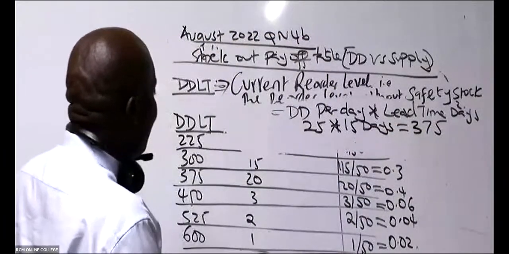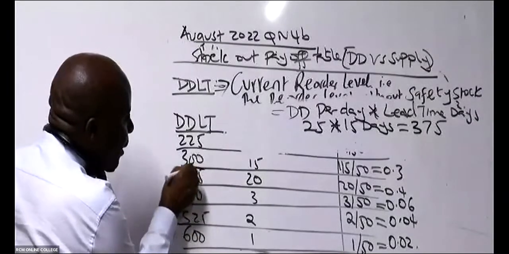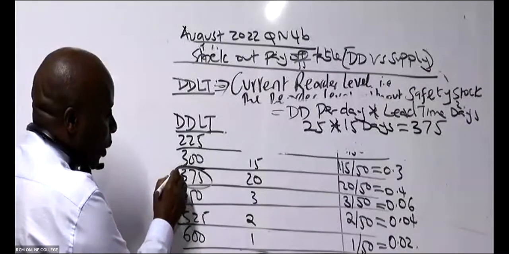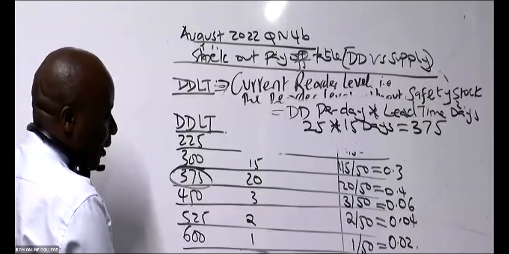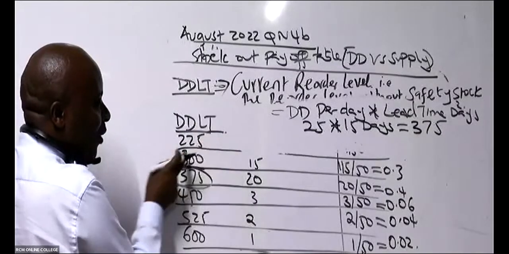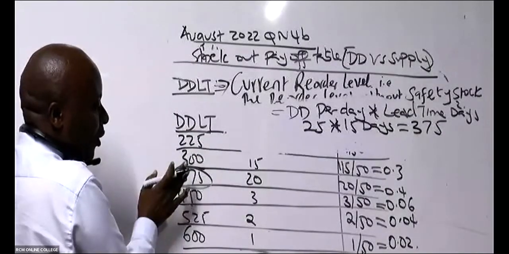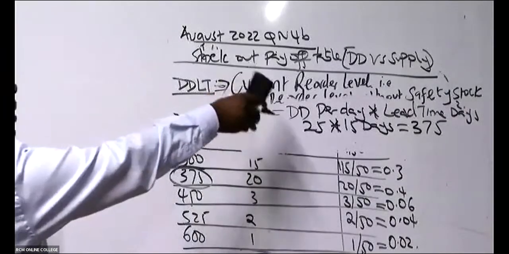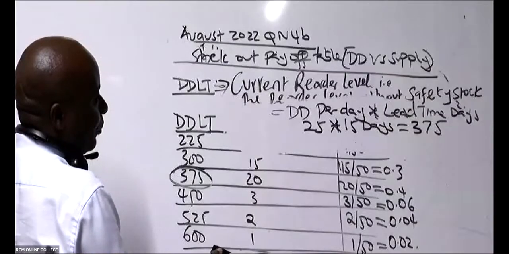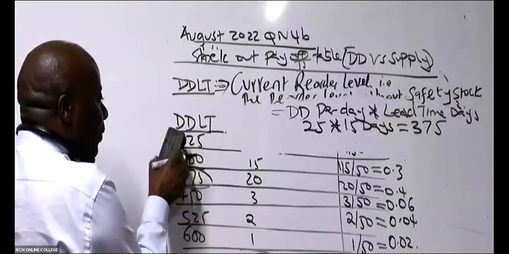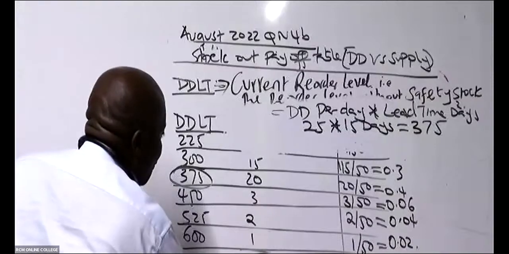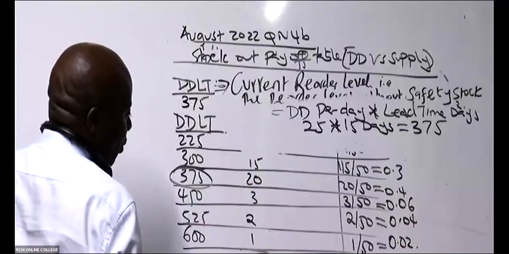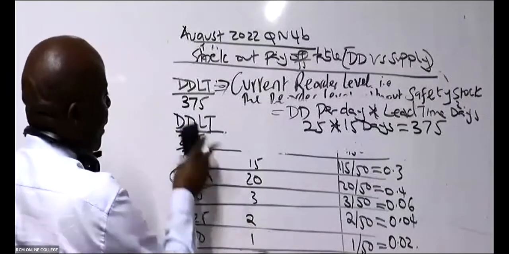So as I write my numbers, I will begin. This is the starting reorder level, this 375. So I'll be able to run with the ball here, because I will never have any stock outs with this. So I will start from here. When I write this demand versus supply table, I'm beginning here with 375, and then I write all the others downwards.